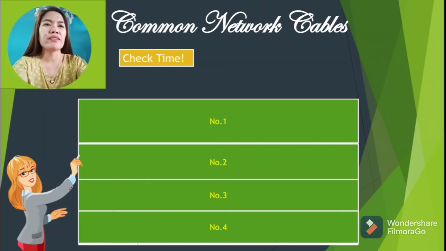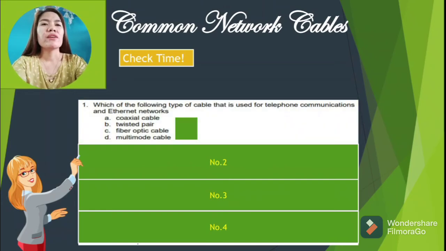Number 1. Okay, which of the following type of cable is used for telephone communications and Ethernet networks? Okay, what letter? It's letter B. Twisted pair. We will proceed to number 2.